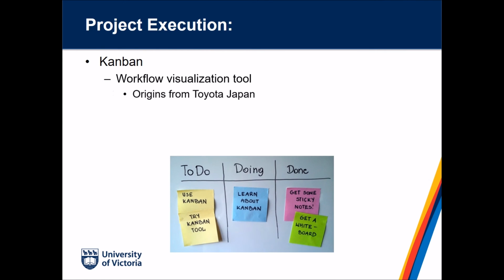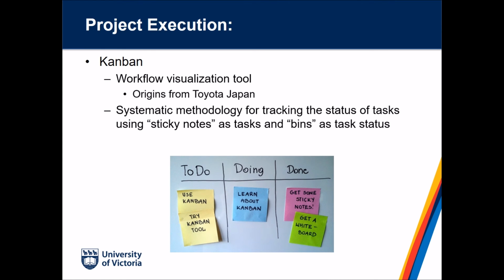KANBAN is a workflow visualization tool with origins from Toyota Japan. It is a systematic methodology for tracking the status of tasks using the same sticky notes you use to define your timeline. States are defined on a board, and tasks, the sticky notes, are moved between these bins based on their status. Trello is an example of a free tool available for easily implementing Kanban. We follow with a quick demo of Trello.